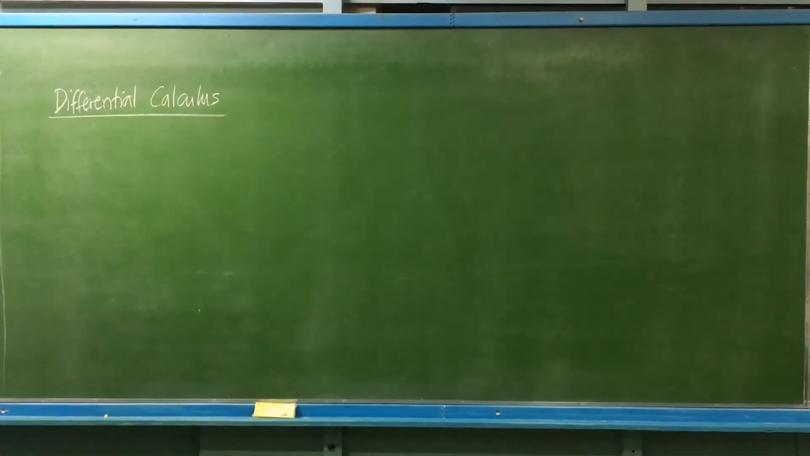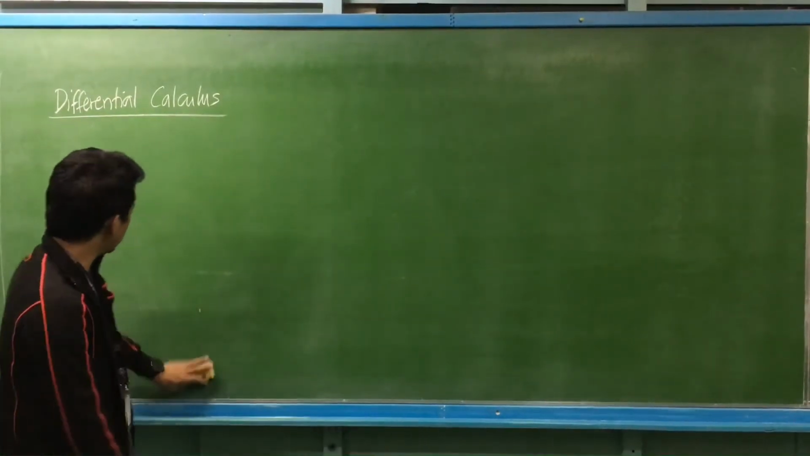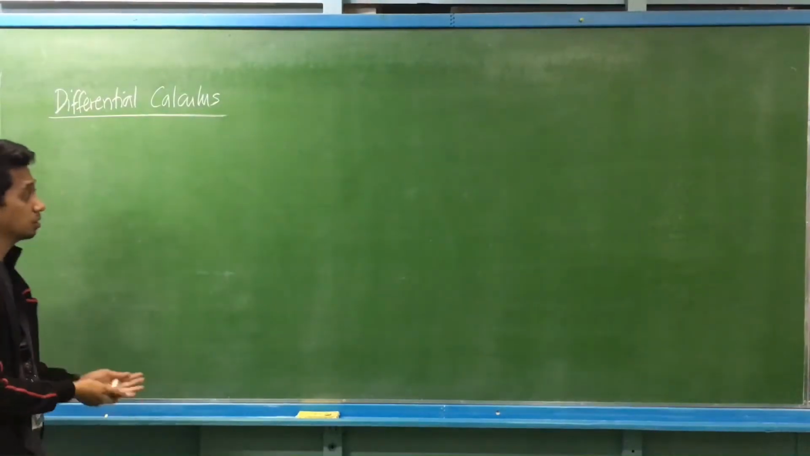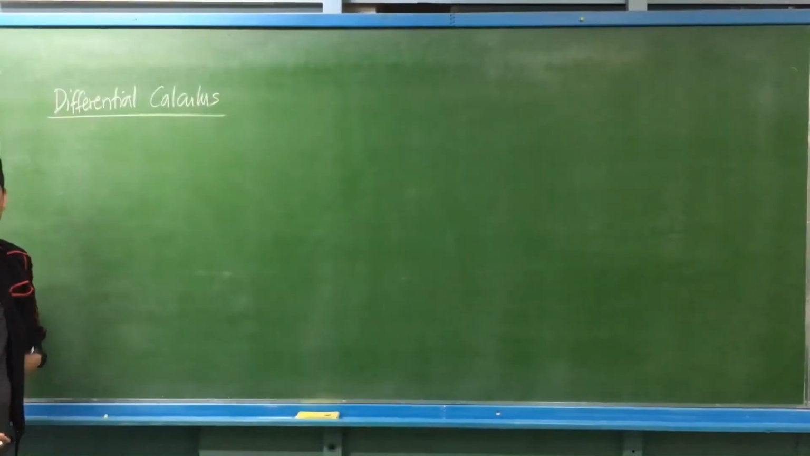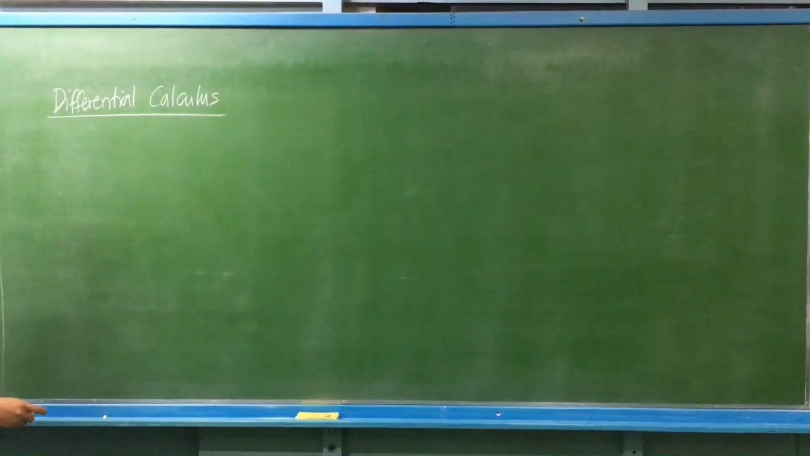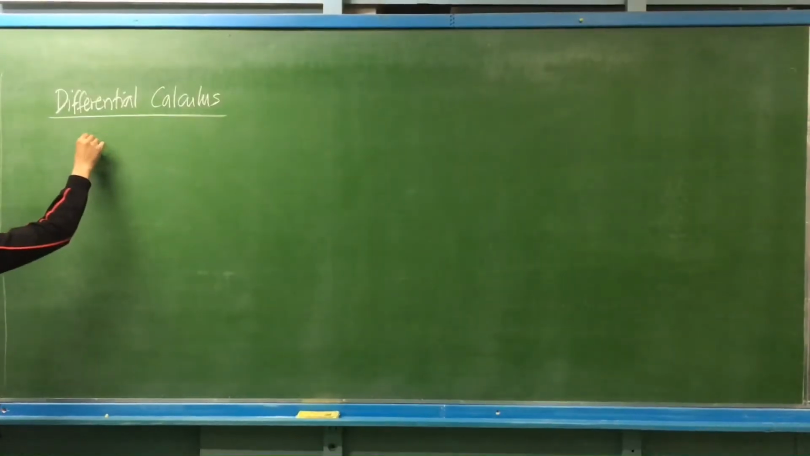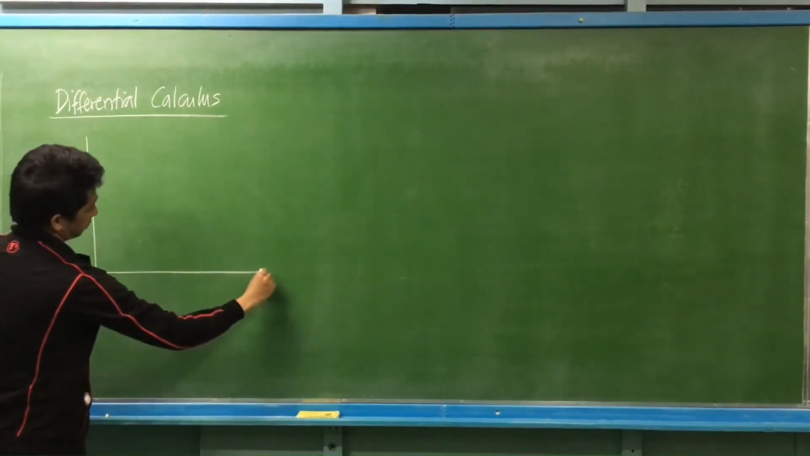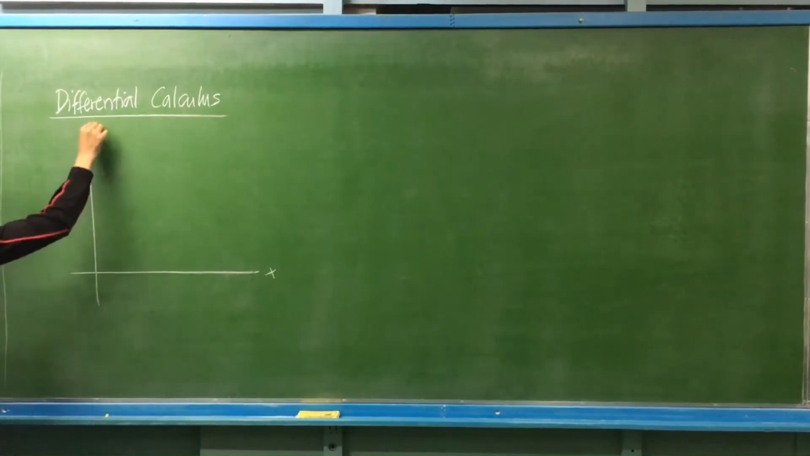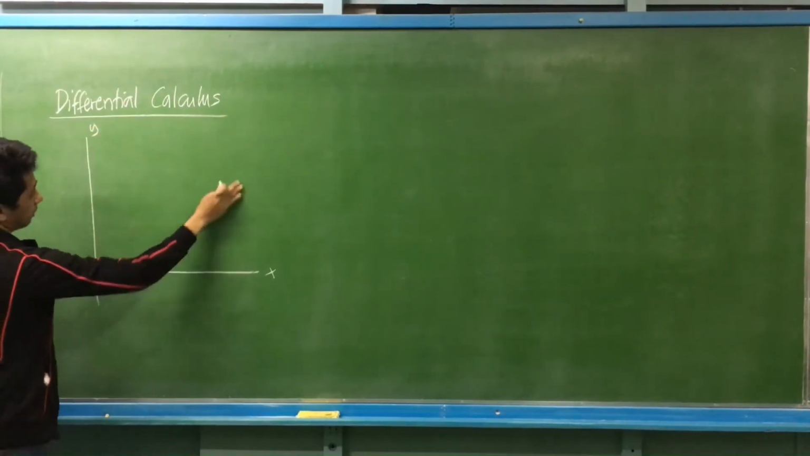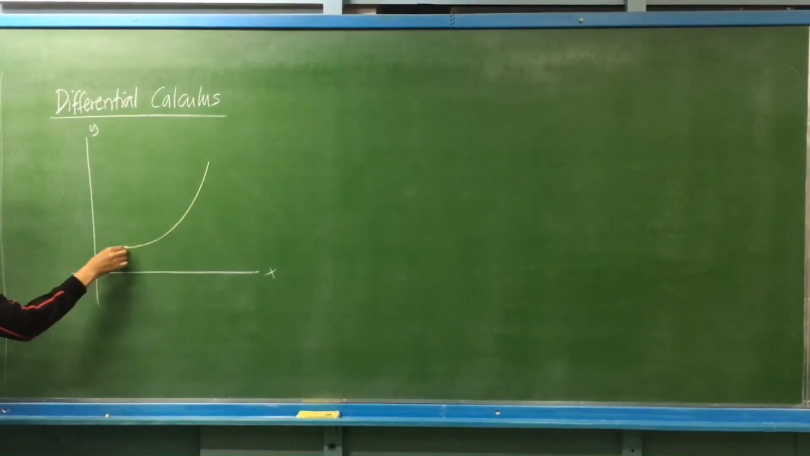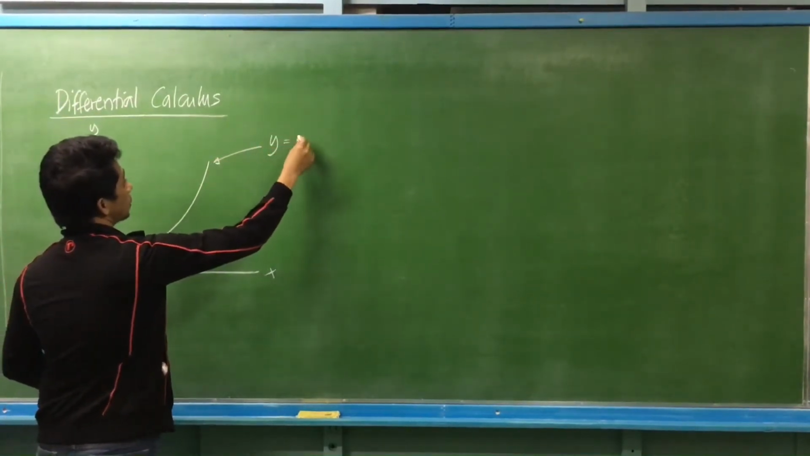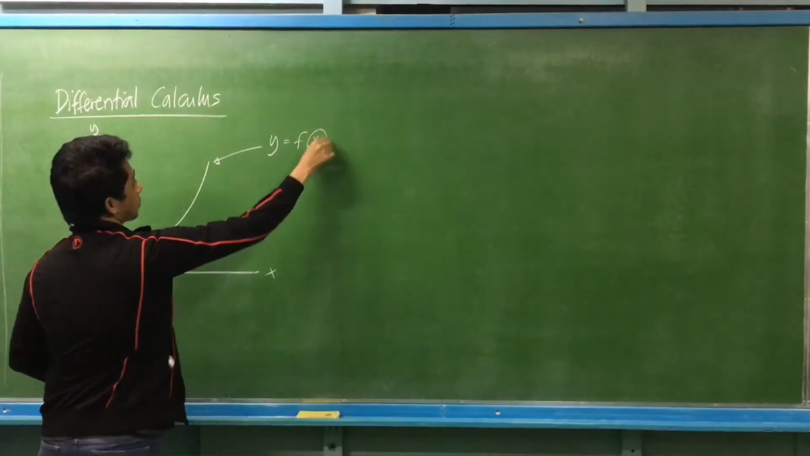Hi, good day. So we may say that this is the start of this course, Differential Calculus. How do we perform derivation or differentiating a function? So for example, we have this function with a curved graph. So let's say this function is represented by y is equal to f of x.